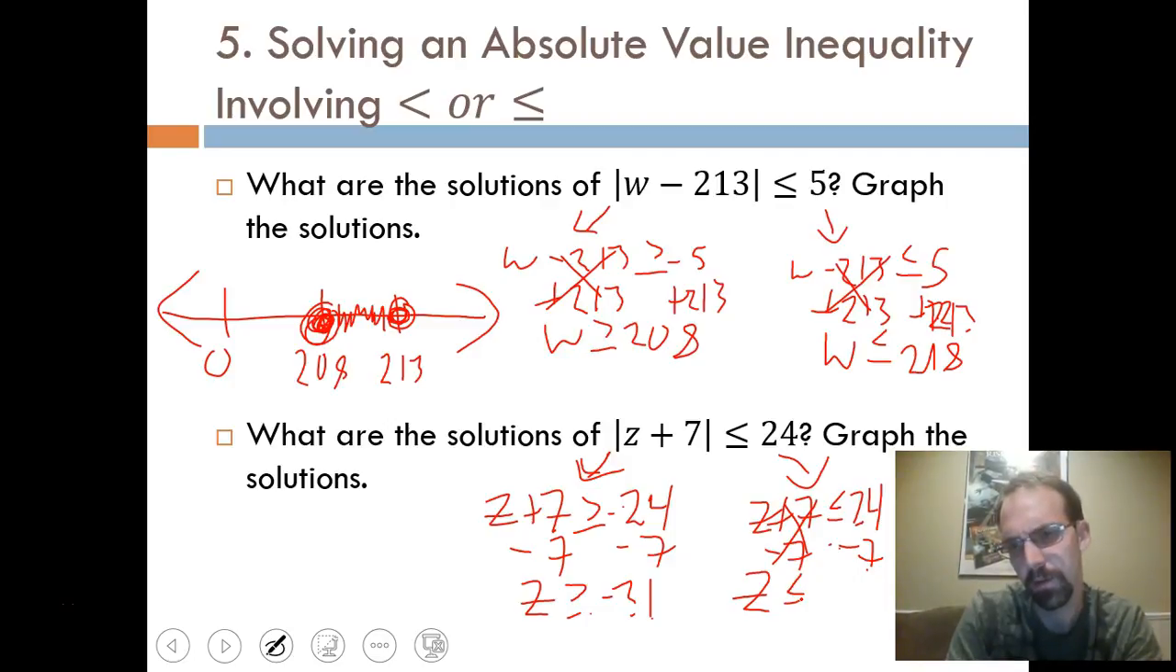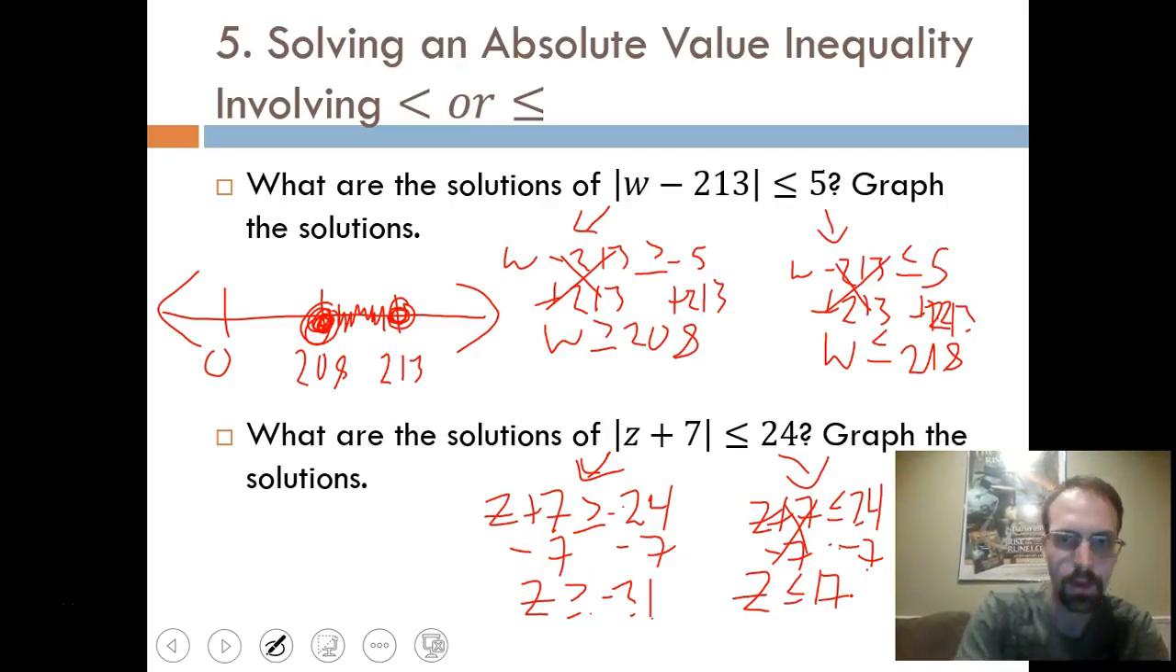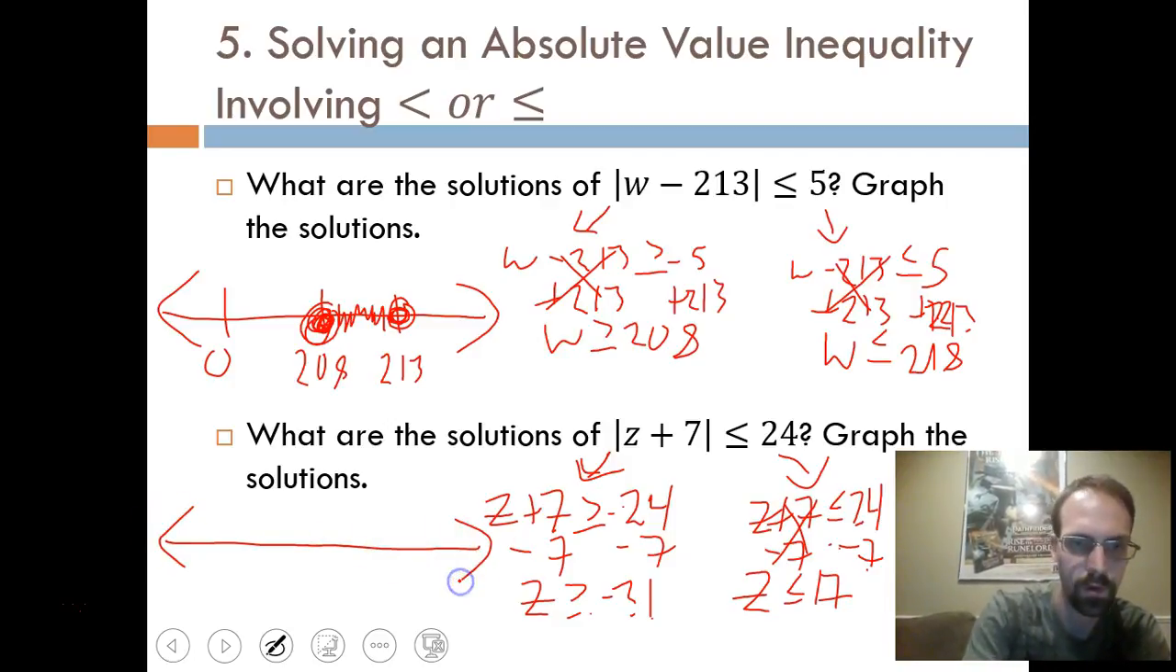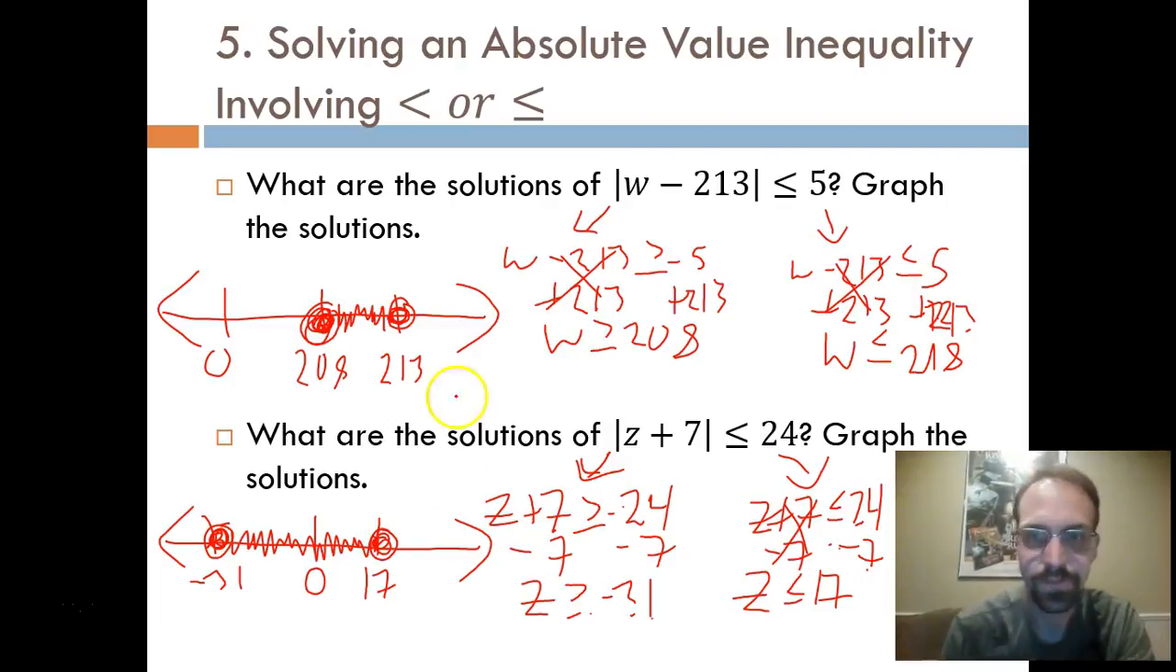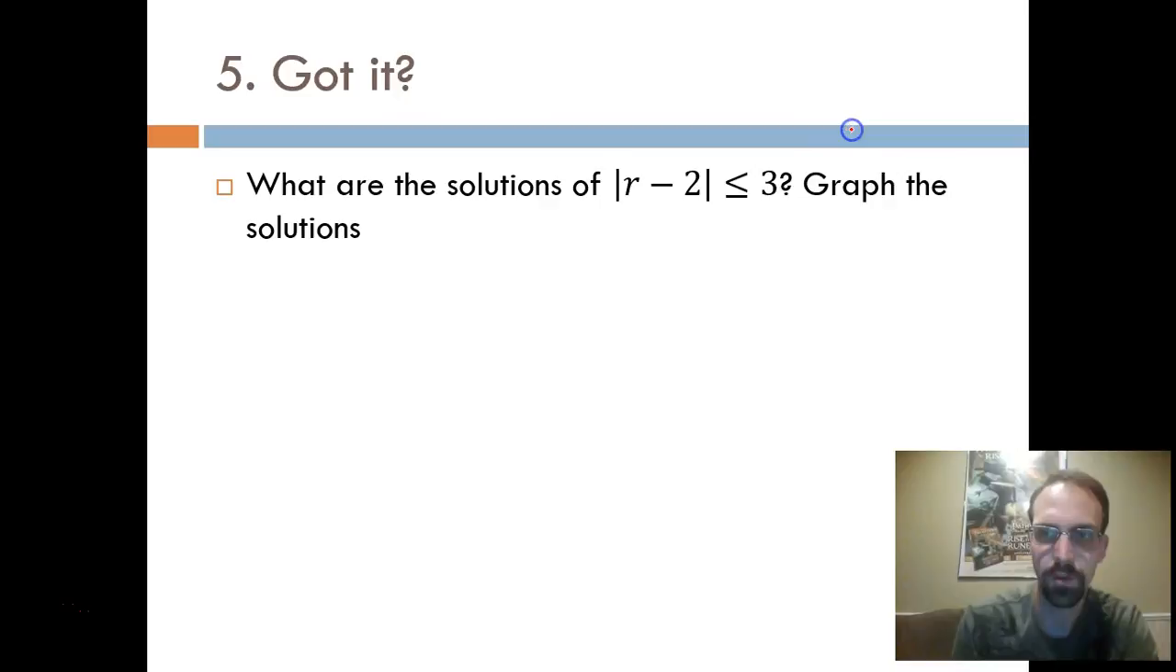What is that? 23, 22, 21, 20, 19, 18, 17. So I would go to my number line, negative 31, 0, 17. And I'm shading between these two because this is an "and" inequality. There we go. I'm done. So there's my "and" inequality examples.